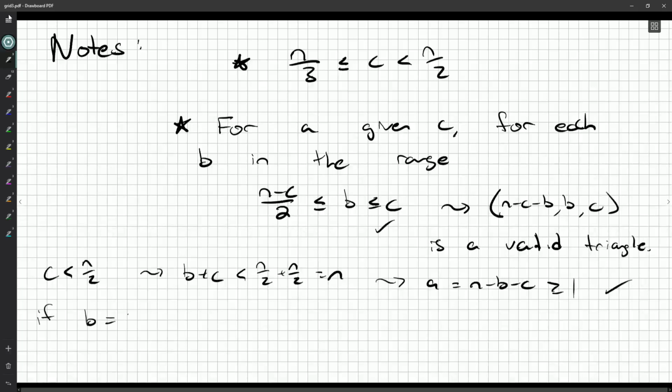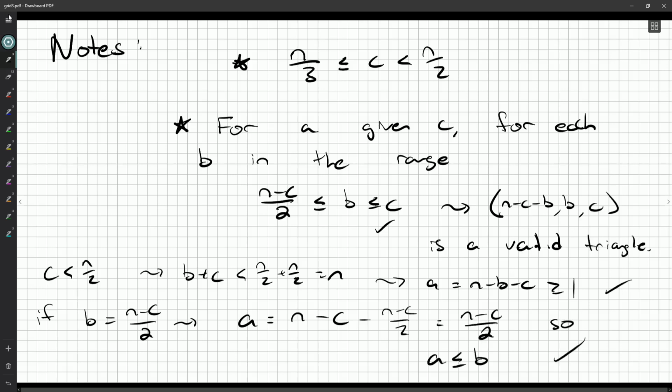If b is actually equal to n minus c over 2, then a is equal to n minus c minus n minus c over 2, which is equal to just n minus c over 2. So a is less than or equal to b. Okay, I'm satisfied that these two conditions hold.